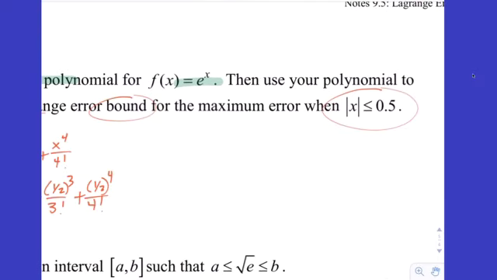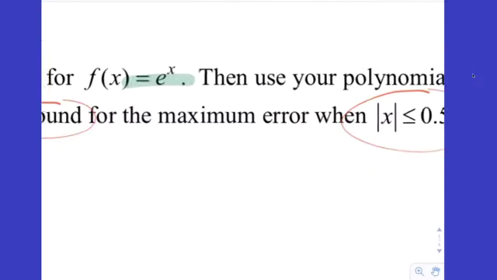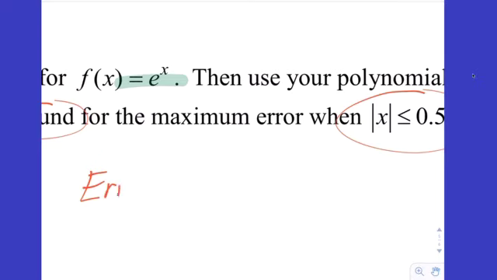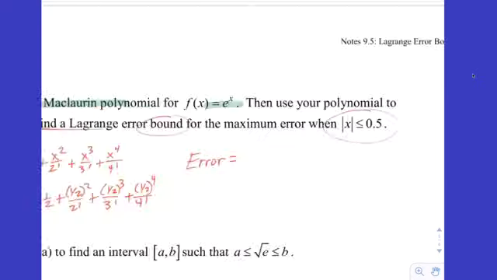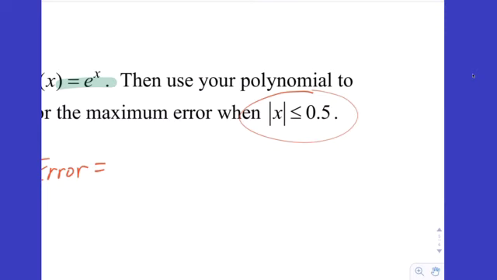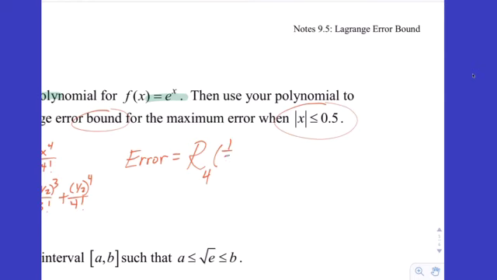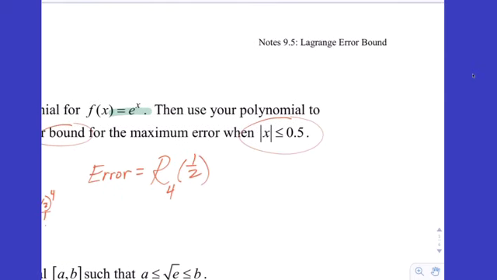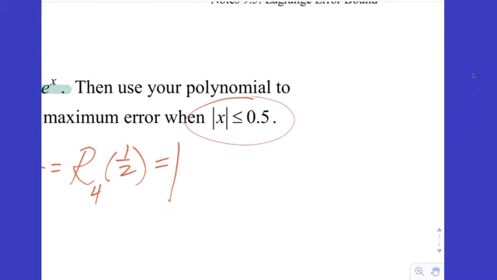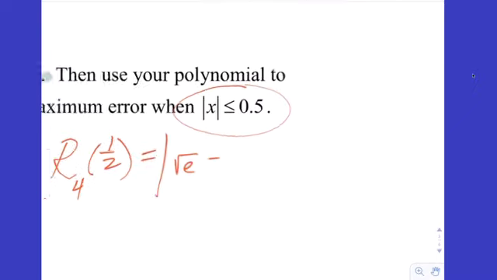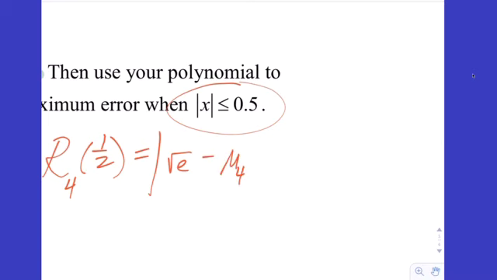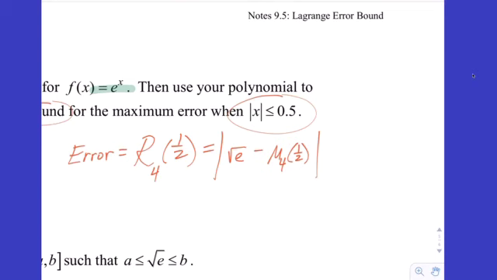So let's go ahead and do that. Let's write it out first in all the different methods. We could say that the error is equal to, since I used a fourth degree, we can call the remainder r sub 4 of, and then the x value was 1/2. That's the same thing as saying it's the absolute value of the square root of e minus m sub 4 of 1/2. That's another way to say it, right? So all three of those, again, mean the same thing.